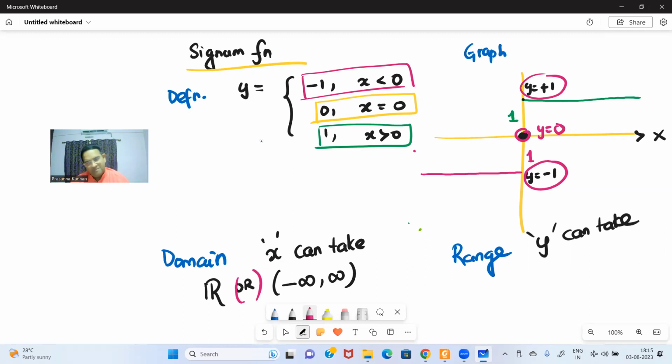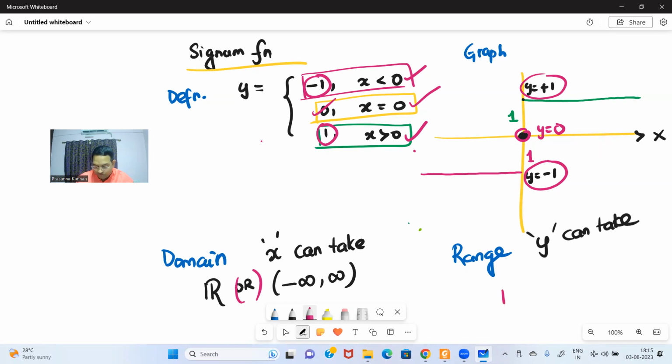Y means height. When X is 0, Y is 0. When X is less than 0, whatever may be the X value, -100, -200, -10,000, -1 lakh, Y value is fixed. What is Y value? -1. When X is greater than 0, what is Y value? 1, sir. So it only takes 3 values, guys.